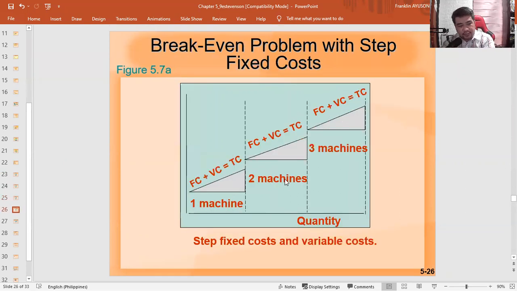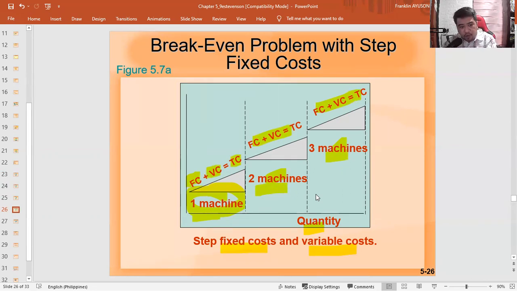Anyway, to further understand this, we now break it down and consider not only our capacity planning per machine, for example, and the quantity that it can produce, but this time we consider the step in our fixed cost and variable costs per machine. So fixed cost, variable cost, total cost for machine 1. For machine 2 and machine 3, you have the same story with fixed cost and variable cost. And of course, fixed cost plus variable cost equals total cost.